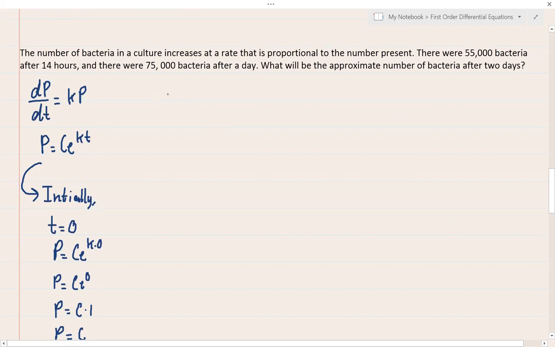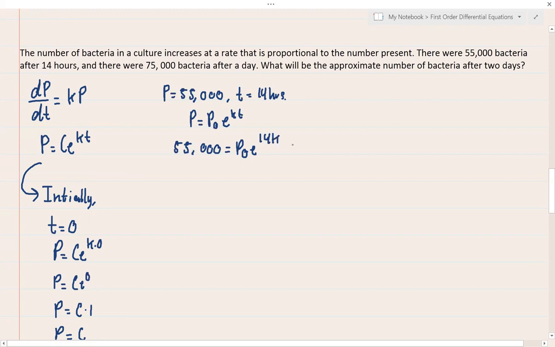Okay? First equation natin is kapag meron tayong 55,000 bacteria that exist after 14 hours. Okay? So ito, since we have P is equal to P sub 0 e raised to KT, magiging ano siya? 55,000 is equal to P sub 0 e raised to K times 14. So, magiging 14K ito. So, ito yung magiging first equation natin. Okay? This will be our first equation.